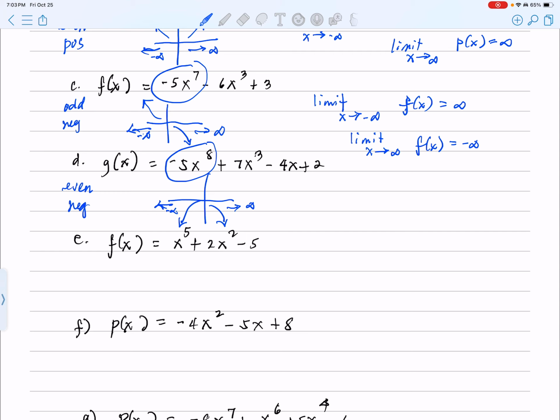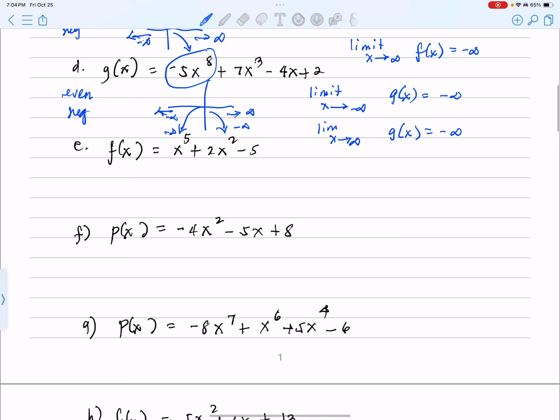So you could say here that the limit as x approaches negative infinity, the g of x is negative infinity. And the limit when x approaches positive infinity, these are both ends are negative infinity. So g of x is negative infinity.